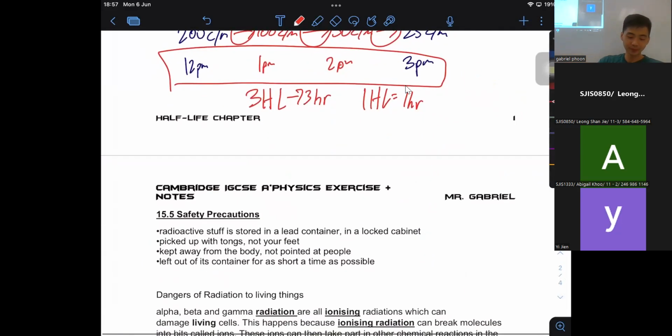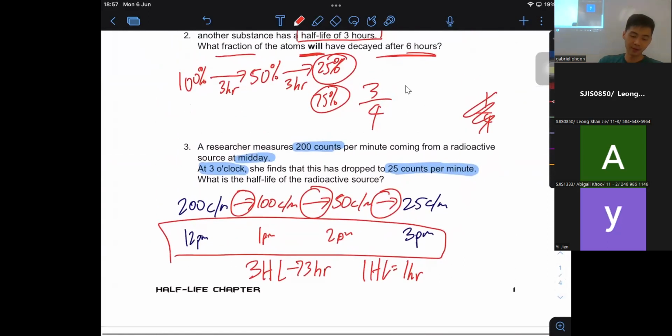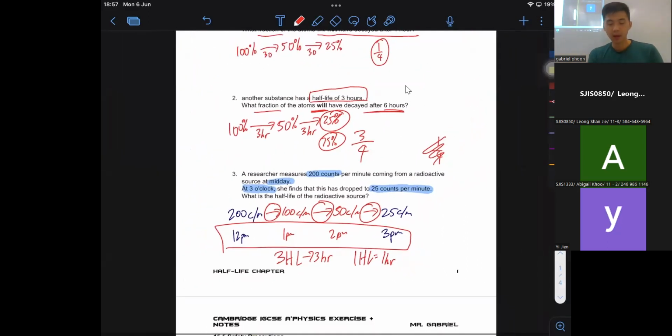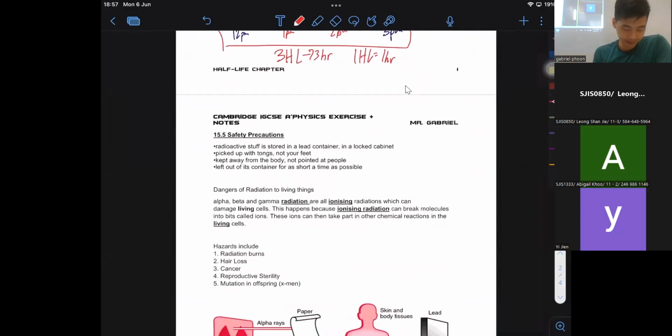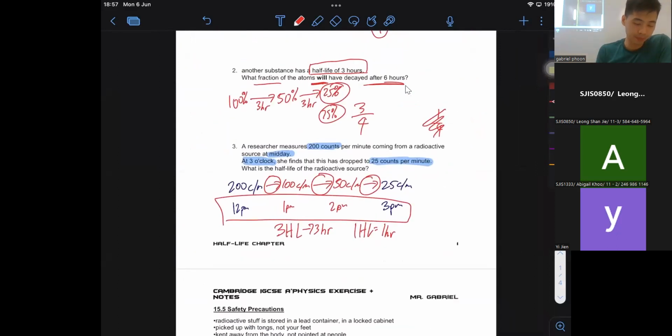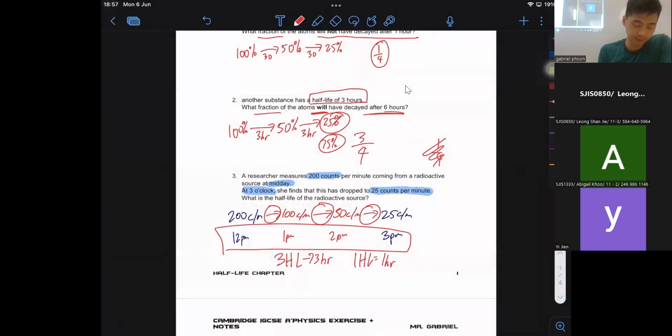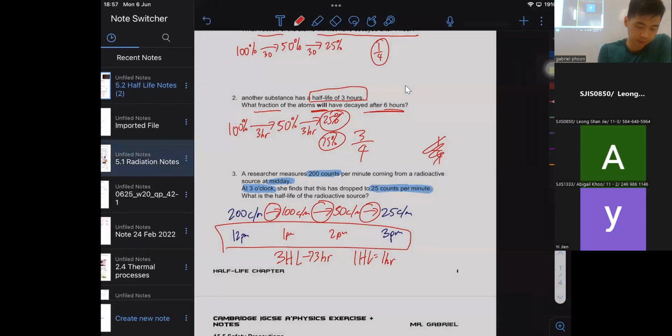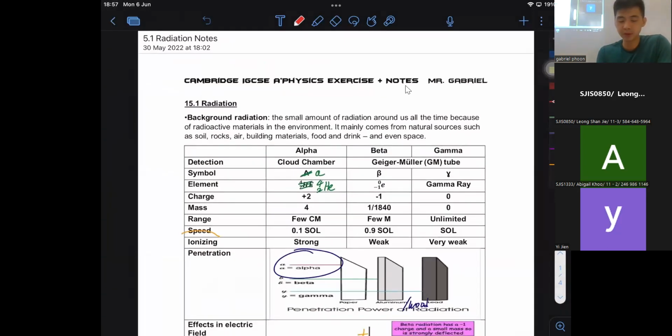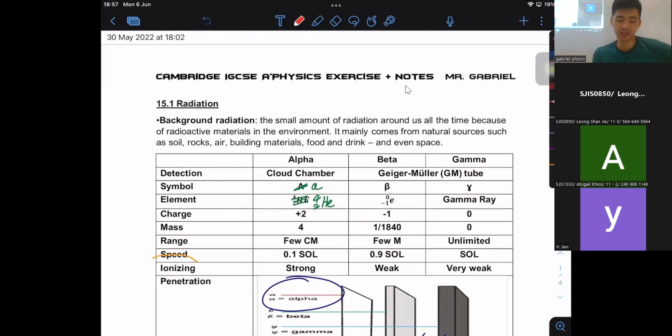Okay, now talking about half-life, guys. I want to talk about one thing as well. If you look back at your previous notes, you'll notice that this is something that I purposely skipped. You realize that in 5.1, the background radiation, I totally ignored it and didn't explain anything at all. Probably most of you guys did not even notice that it was skipped, right?